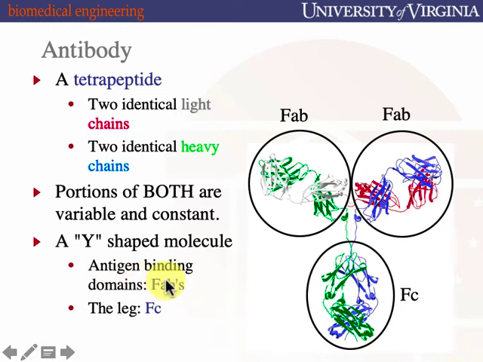I just articulated this. The antigen binding domains are up here, and the antigen binding face is on these things called complementarity determining regions. You don't have to worry about that. And the leg of this, in this case an IgG, is called the Fc, or the constant region.